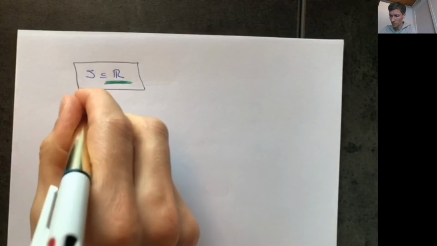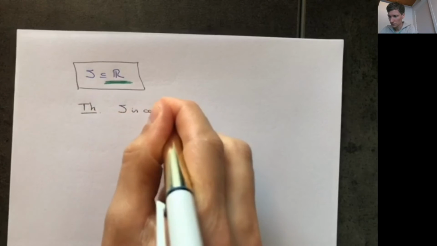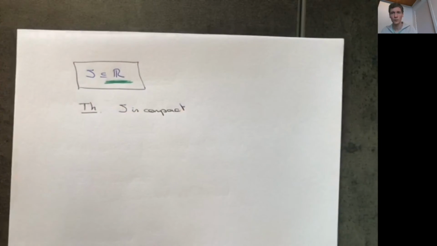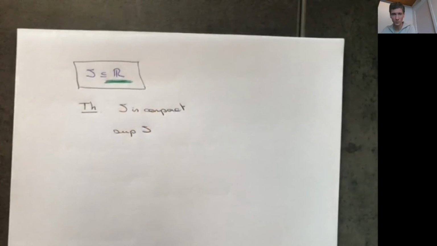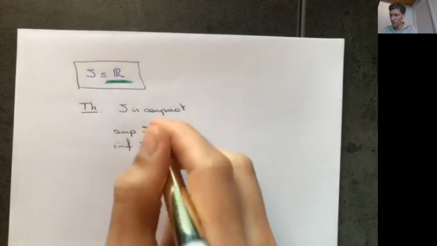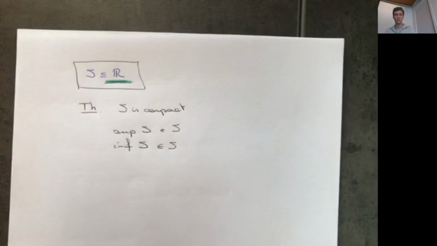So what is the result? If S is compact, so it's closed and bounded, then since it's bounded, we know that the supremum of S exists and the infimum of S also exists. Well, if S is compact, then it turns out that the supremum of S is an element of S, and the infimum of S is also an element of S.